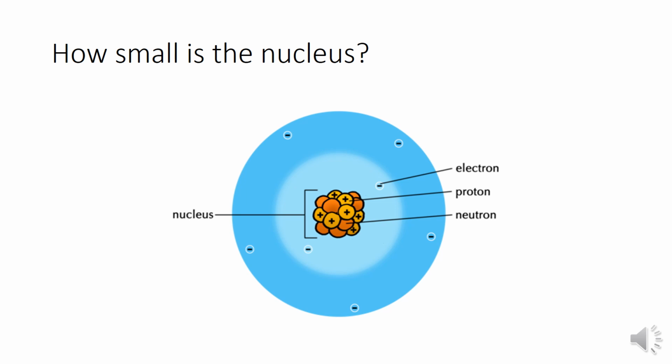Now, let's try and imagine how small the nucleus is in the atom. So actually, this photo over here is wrong. This is not true. The size of the nucleus is barely visible. We cannot see it. We can only draw it like this, but actually this is wrong. This is not to scale. So how small is the nucleus relative to the atom? Let's see.